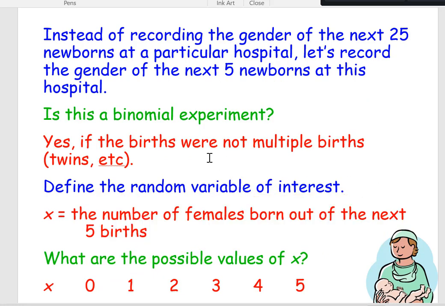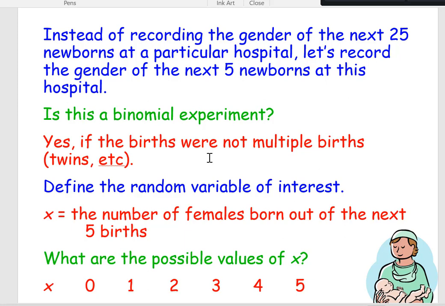So instead of recording the gender of the next 25 newborns at a particular hospital, let's record the gender of the next 5, just to make the calculation a little bit simpler. Is this a binomial experiment? Yes. The births are independent. We're going to assume there's no twins born. Maybe we should have said excluding twins. Gender is independent. Gender of one baby born should not affect the gender of the next baby born. And the probability should be about the same. It's not exactly 0.5, but we'll assume it is for this example.